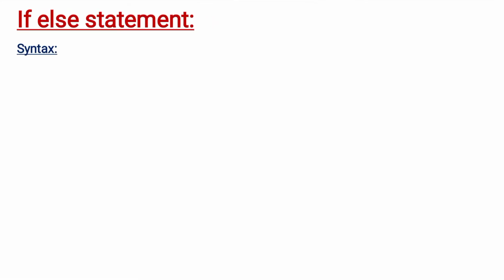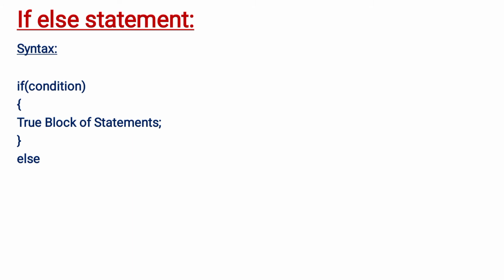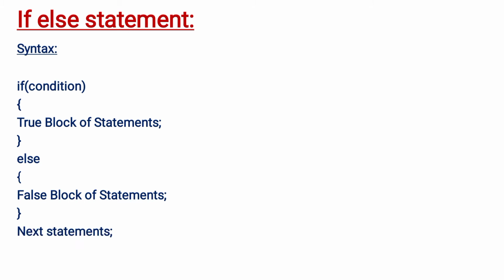Let's see the syntax of how to write if-else statement in C language. If condition, opening brace, true block of statements, and the true block is closed here. Next, else keyword, else block, opening brace, false block of statements or else block of statements. Next, the else block is closed here with a closing brace. So this is the syntax we must follow to write an if-else statement. After this if-else syntax, there will be some next statements.